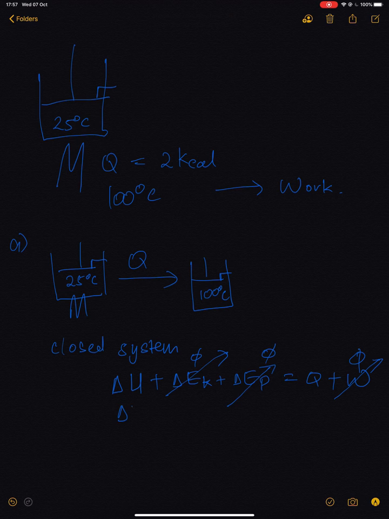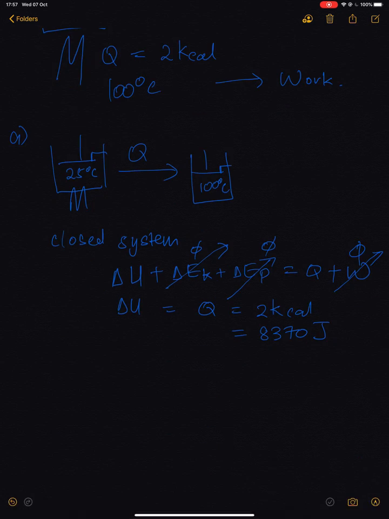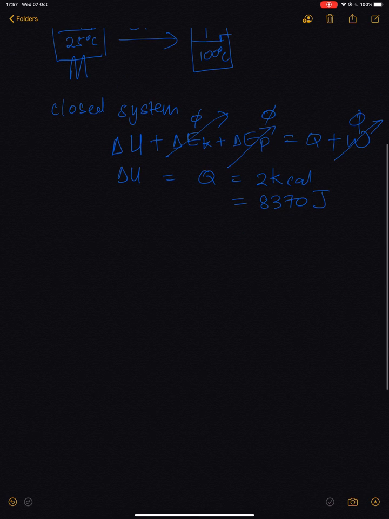So all we have is that the internal energy change is equal to the heat transferred, and that is very simple to solve. That's 2 kilocalories as given to us, and if we convert that to joules, we will get 8,370 joules. Okay, so that's the energy balance for the first part of the process.